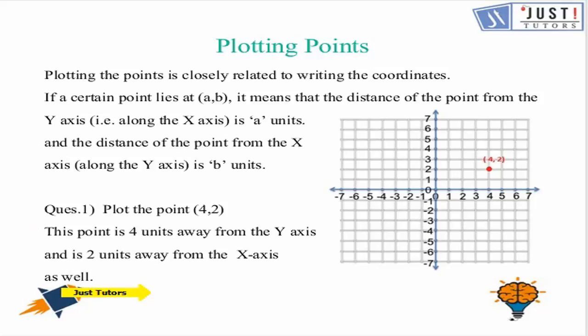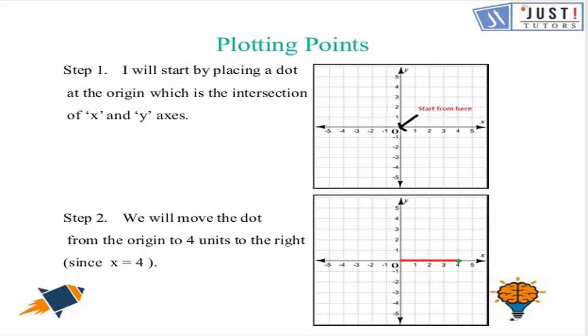Let's see how we can reach the answer step by step. Step number 1 says we'll start at the point where the x and y axes cross each other. We'll put a little dot there. Then step 2 is to take the dot from that origin point to the right by 4 units, because the value of the x coordinate is 4. So we are taking the dot from this position to that 4. That was our step number 2.